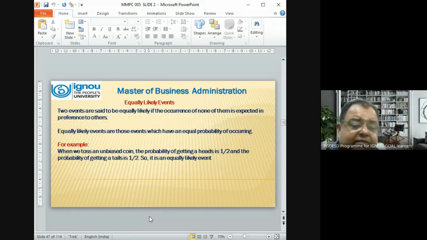Equally likely events. Two events are said to be equally likely if the occurrence of one of these is not expected in preference to others. Equally likely events are those events which have equal probability of occurring. That is the case with a toss of a coin. When you toss an unbiased coin, the probability of getting a head is 1 by 2 and the probability of getting a tail is 1 by 2, which makes them equally likely events.